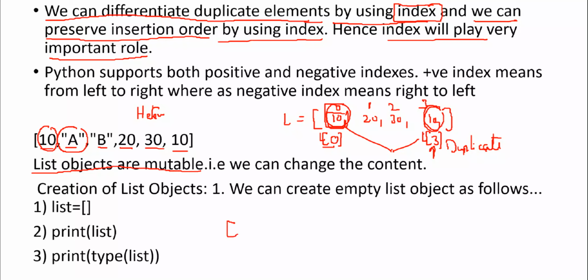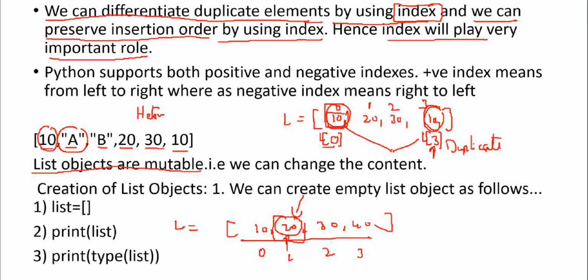Suppose here I have a list 10, 20, 30, 40. So these are the elements in the list. Suppose I want to change the element at index 1. So this is at index 0, 1, 2, 3. If you want to change the element at index 1, you can change it. So this is called mutability. Mutable nature means you can change the elements once it is created. Once the list is created, if you want to make any modification, you can modify.